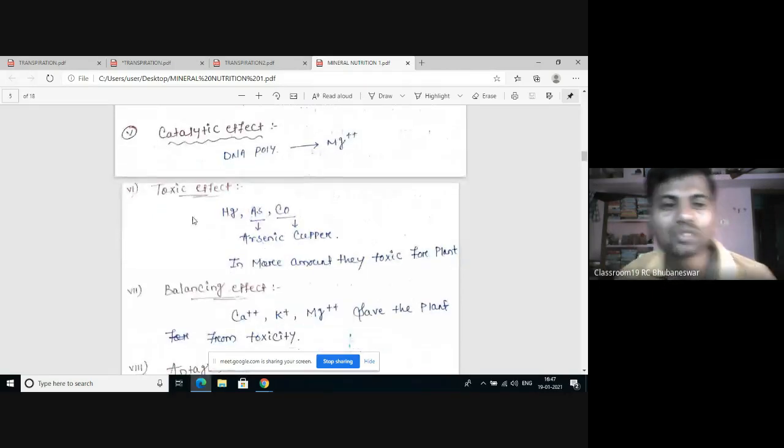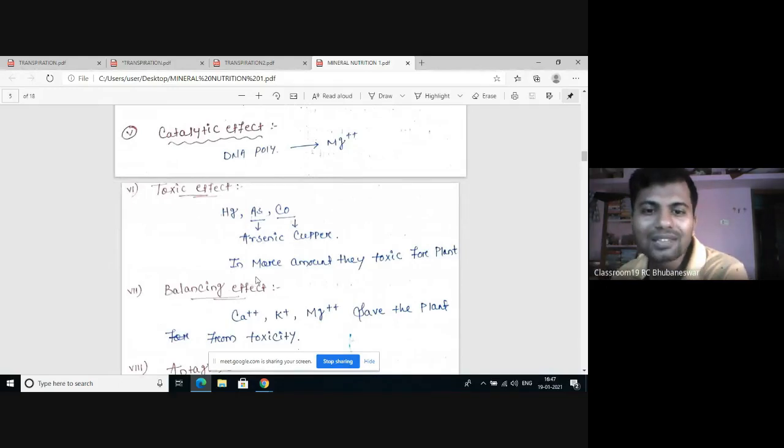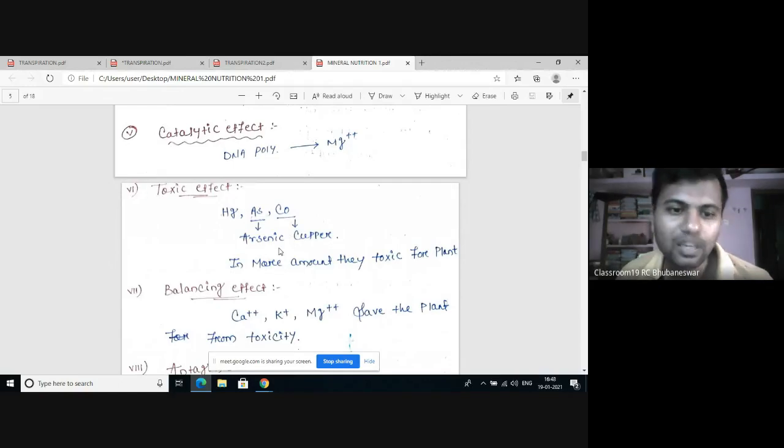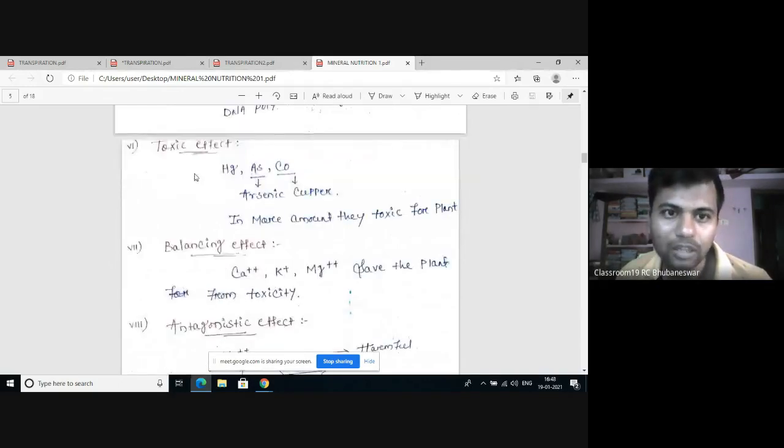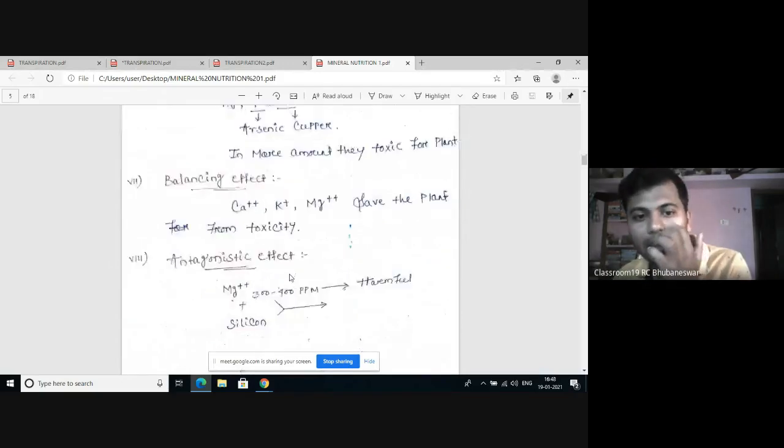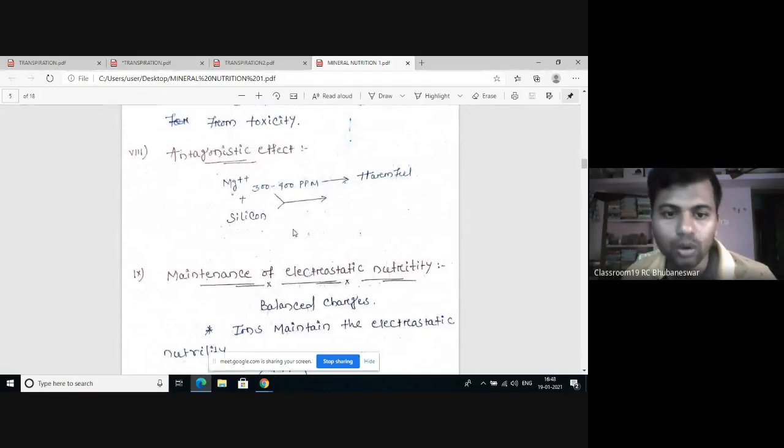There are some elements which have a toxic effect on the plant cell, like mercury, arsenic, and cobalt. Then the toxic effect of these chemicals is balanced by these elements: calcium, potassium, magnesium, etc. And these are the roles.